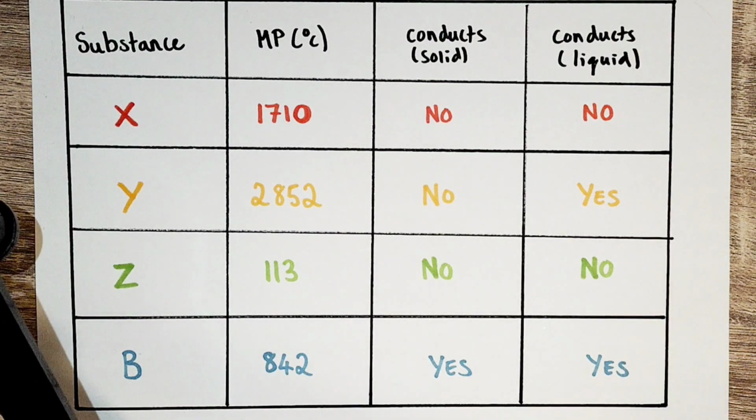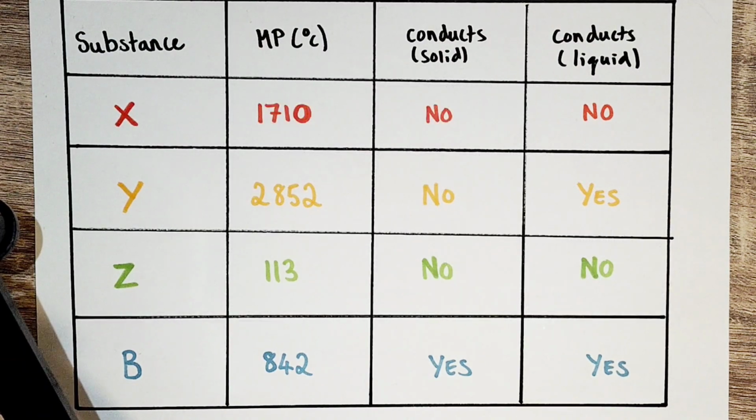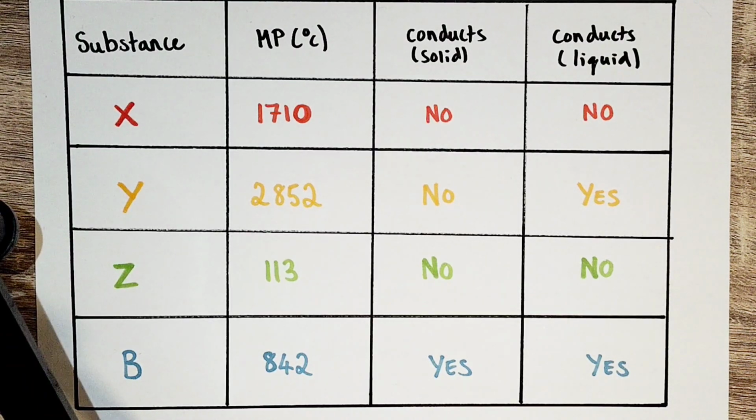How do we know that? Well, first of all, let's talk about that melting point. Inside that giant ionic lattice structure, there are many strong electrostatic forces of attraction between oppositely charged ions. These are known as ionic bonds. It takes a lot of heat energy to overcome those attractions, and therefore it has a high melting point.